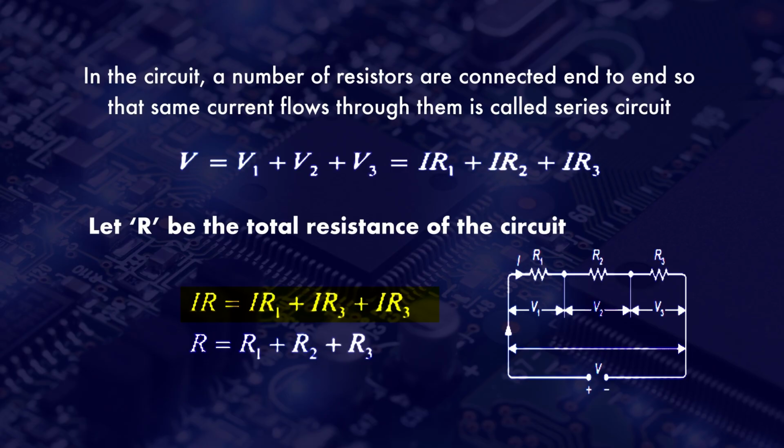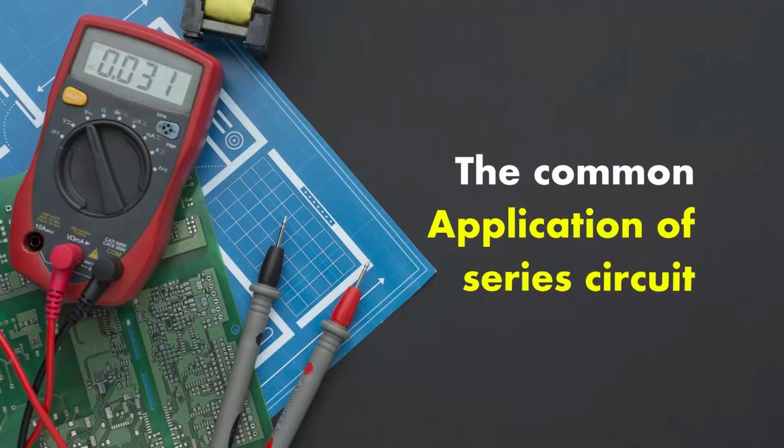This I is common on both sides, left hand side and right hand side, so this I can be cancelled out. So you can write R equal to R1 plus R2 plus R3. In conclusion, you can say the total resistance in a series circuit is equal to the sum of the individual resistances. Now the common applications of the series circuit.